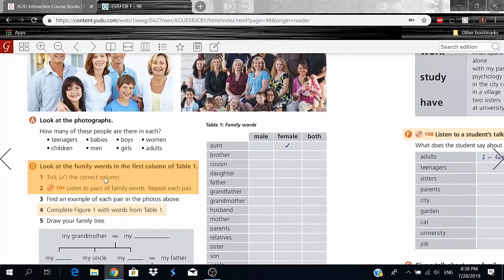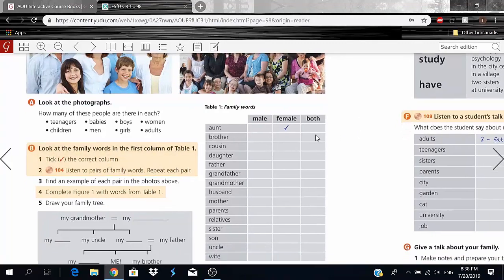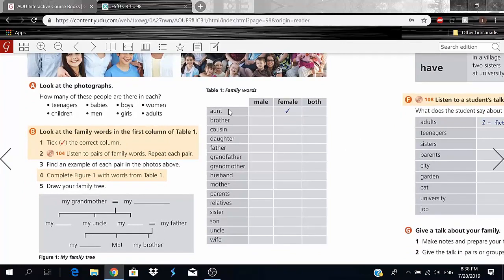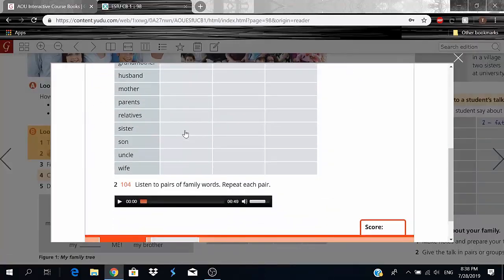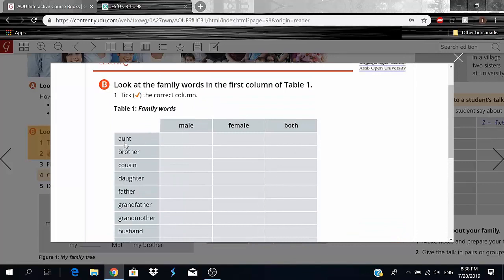Look at the family words in the first column of table 1, okay? Take the correct column. So here we have a column with these words, right? And it wants to know what each one represents, as in male, female, or both. Can the word be used only for male or for female, or can you say it for all people, as in your relatives and such? So I'll read them first, and then we'll take them together.